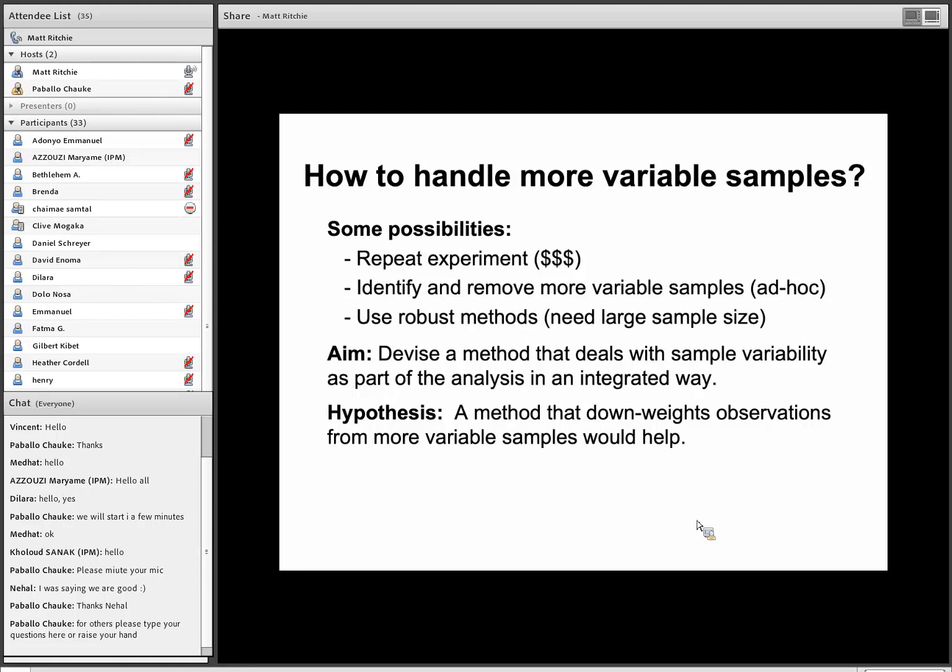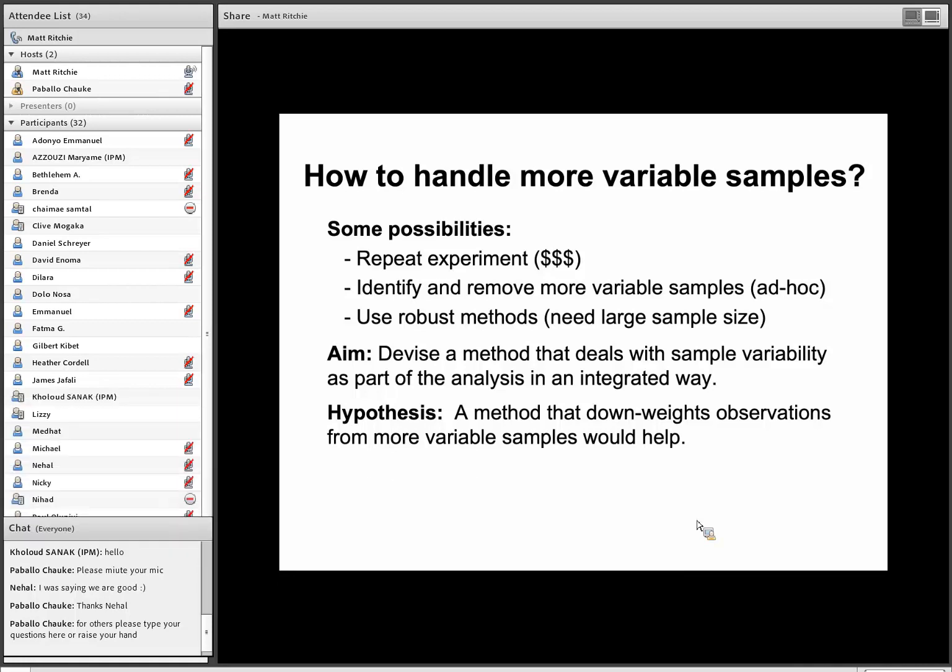One option is to tell the researcher to go back and do the experiment again, which is quite expensive and often will make them quite sad, particularly given that the sample collection can be very time-consuming, and the samples might not actually be available anymore. They might be a precious sample and they've used them all up. So really what you have is what you have, and you've got to do the best with that data. A second approach could be to try and identify samples that look like outliers and throw them out. That's quite ad hoc, and it relies on you being able to identify those samples, which could be tricky.